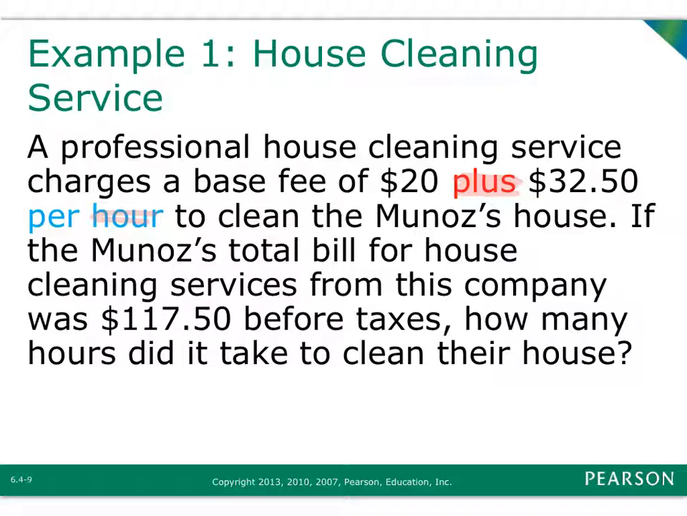We look at the per hour part, right? So we immediately say to ourselves, the base fee is 20 plus 32.50 times a variable. So our strategy is going to be 20 plus 32.50 times some number of hours. So I write that down. And in this case, it's going to equal 117.50.